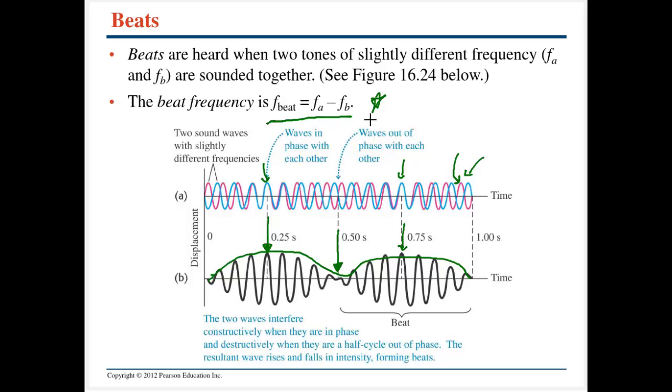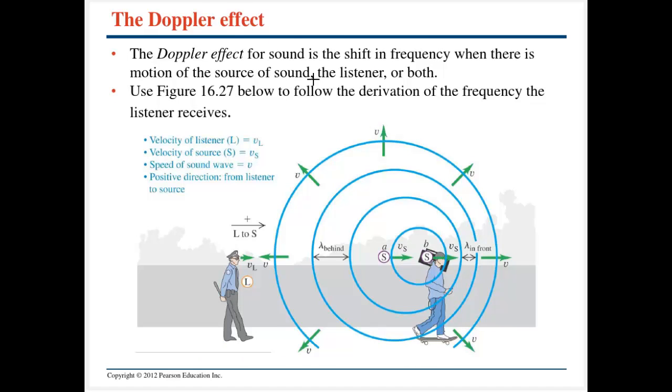If you're listening to this, however, it doesn't tell you necessarily which one is higher than the other. You can just hear a beat between the two of them. The last key concept that we need to talk about is the Doppler effect, which is going to be a shift in frequency due to a moving observer, a moving source, or possibly both.